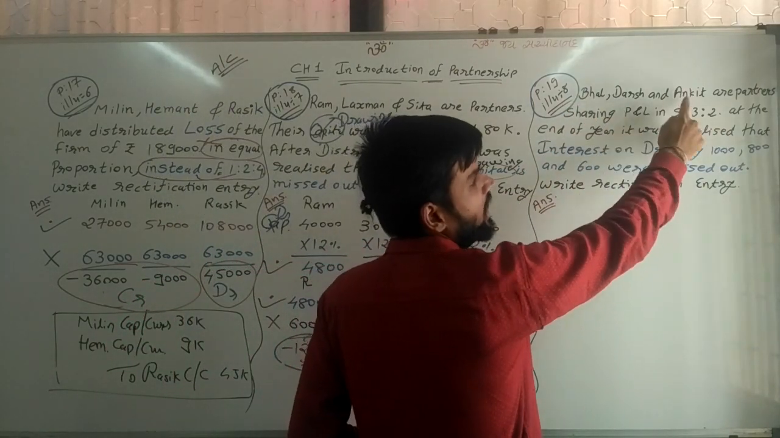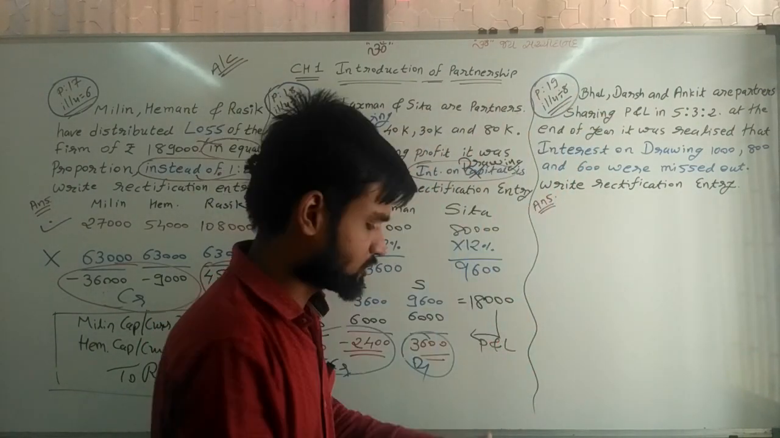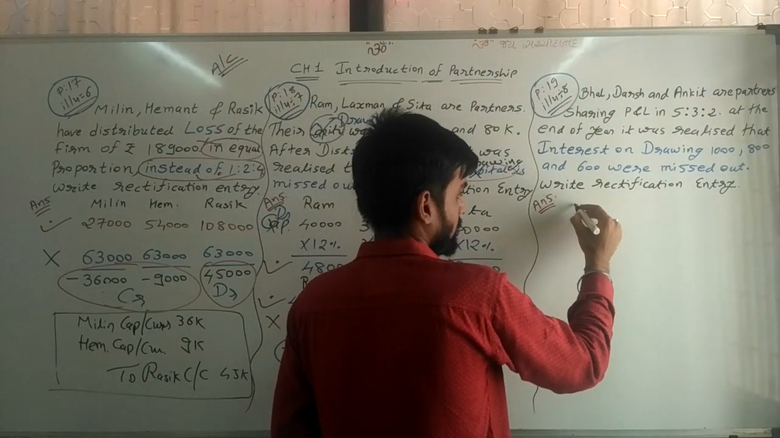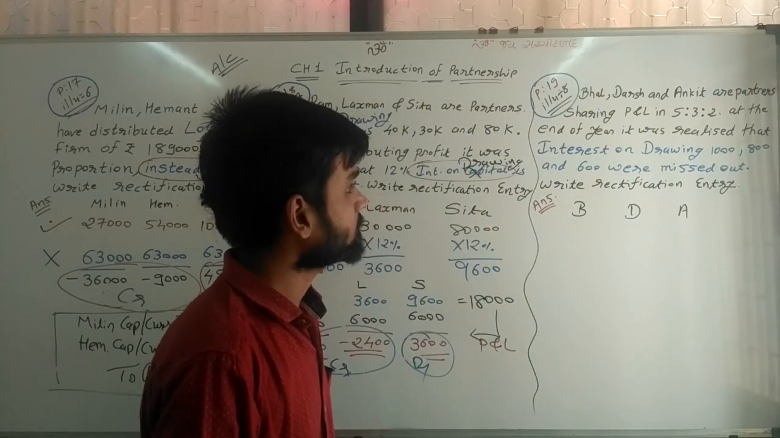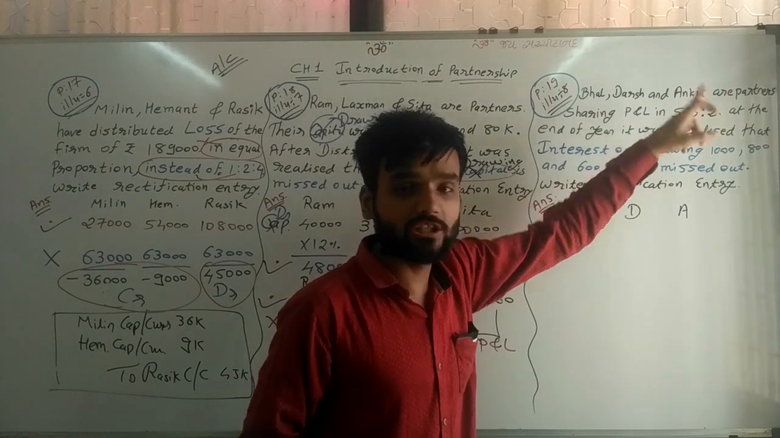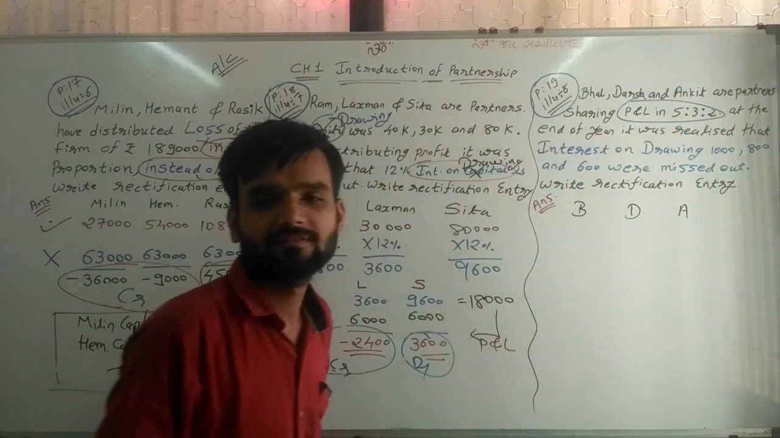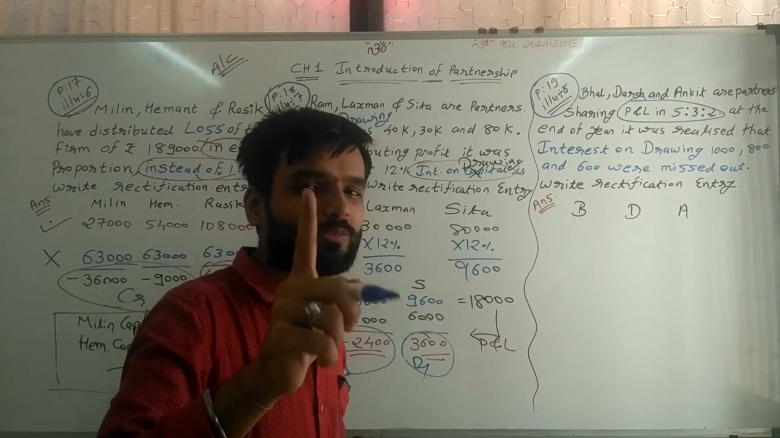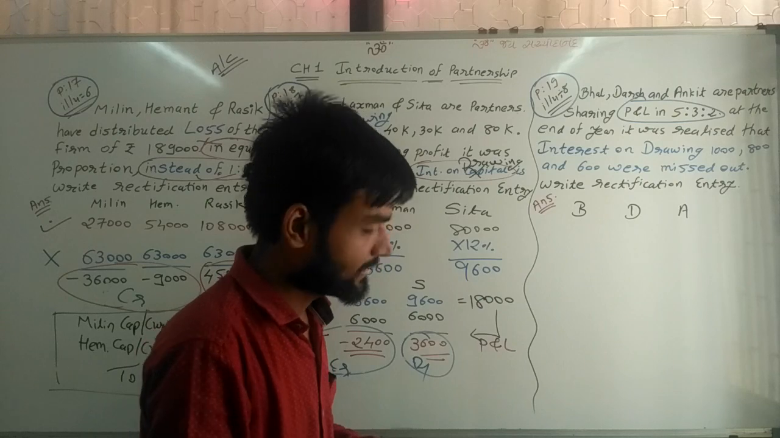Now see, Bal, Darsh and Ankit are partners, sharing profit and loss in the ratio of 5:3:2. Sir, here the P&L ratio is given, so we cannot assume an equal ratio. The P&L ratio is available.